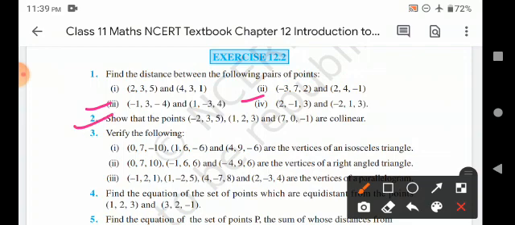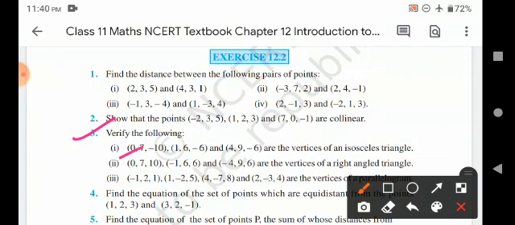Also, we can show that the given points are the vertices of a particular triangle, or we can show that the points are collinear, that is, lying on the same straight line. Using the distance formula, if AB plus BC is equal to AC, and this condition is satisfied, then the given three points lie on the same straight line, or the given points are said to be collinear. With the help of the same formula, we can solve the third question.